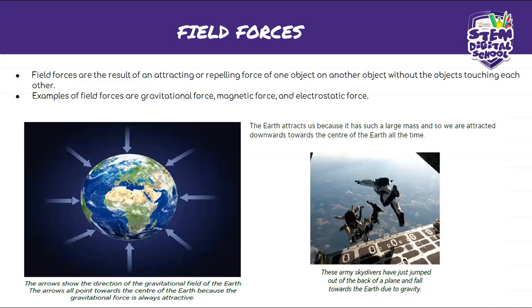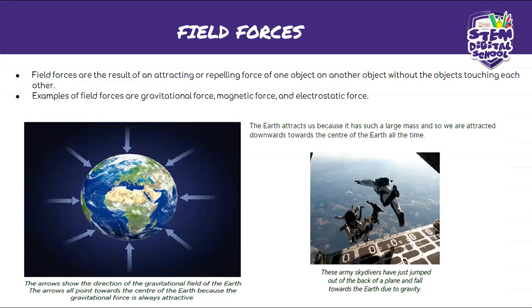So see, this is the Earth. The arrows are showing that we have a gravitational field of the Earth. The arrows all point towards the center of the Earth because the gravitational force is always attractive. So you listen: gravitational force is always attractive. So that's why the arrows are pointing to the Earth's surface.